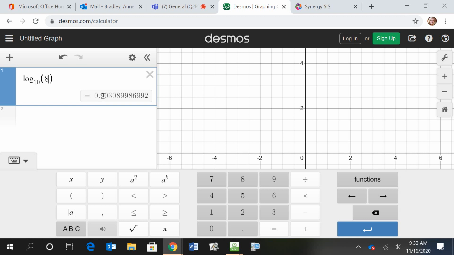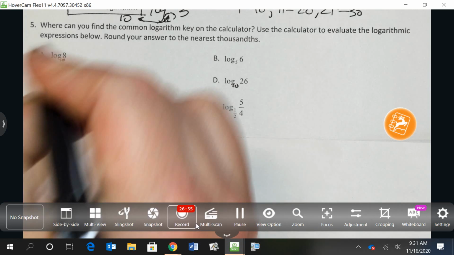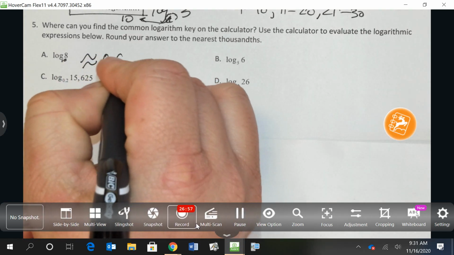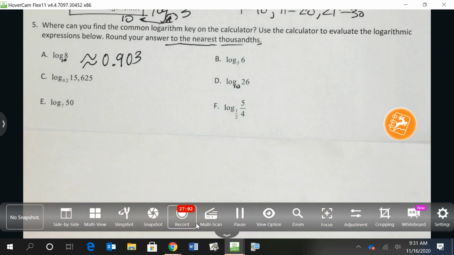So, okay, here's tenths, there's hundredths, this 3 is the thousandths. So when you decide, well, do I keep it at 0.903 or do I round it up? You sneak back here and you look at the number right behind it. If it's 5 or above, you round up. Because it's not 5 or above, we're going to say approximately 0.903. That's rounded to the nearest thousandth.